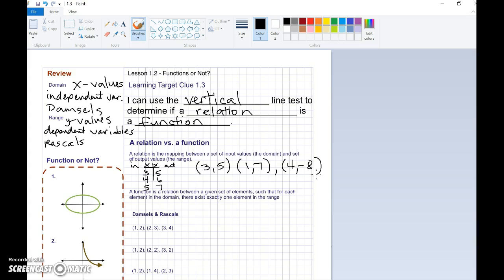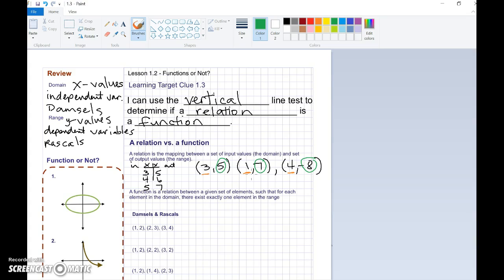Okay? And if you remember, our inputs are always the x values. That's our domain. And our range are our outputs, which are our y values. Those are the ranges, or the range. Okay? So in this relation, the domain is 1, 3, 4, and the range is -8, 5, 7. Okay? That's all you need for a relation. Nothing else except just to say that there is an x and there is a y. There's an input, there's an output. No other rules. Okay? Now we're going to talk about functions.